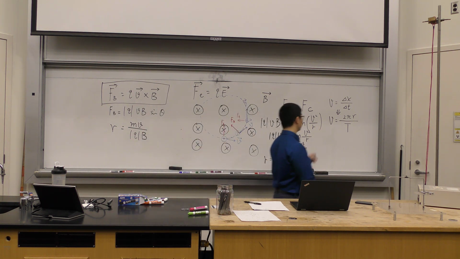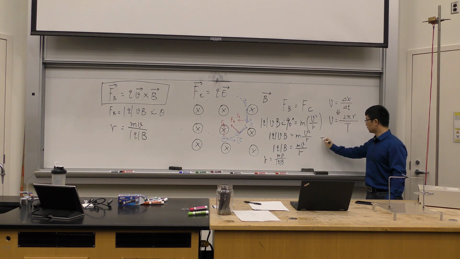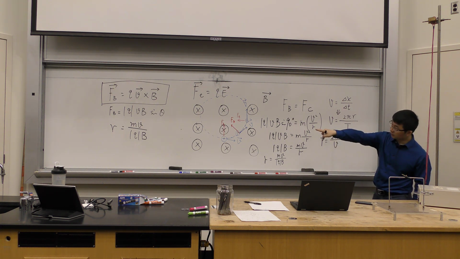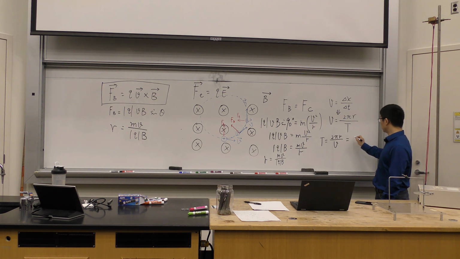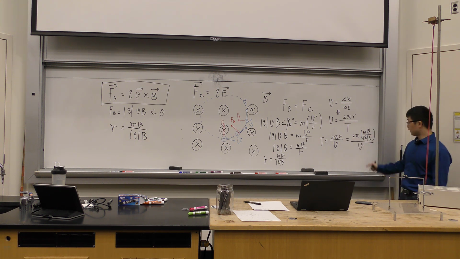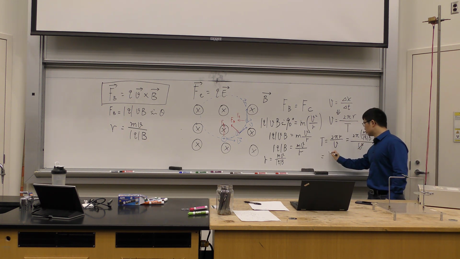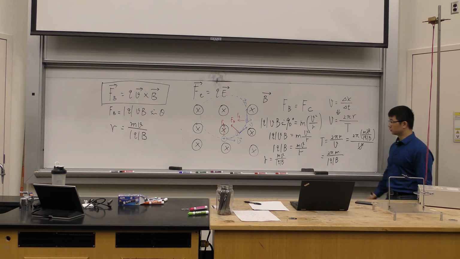So first of all, you rearrange this equation. What do you get? You will get period is going to be equal to 2 pi R over V, right? And then put this expression of R in here, you will get 2 pi m V over Q B divided by V. And then this V is just going to cancel this V at the top. So at the end, you will just get 2 pi m over Q B.